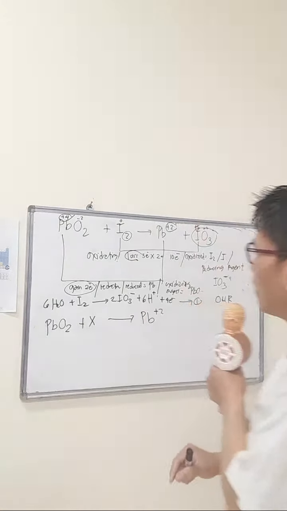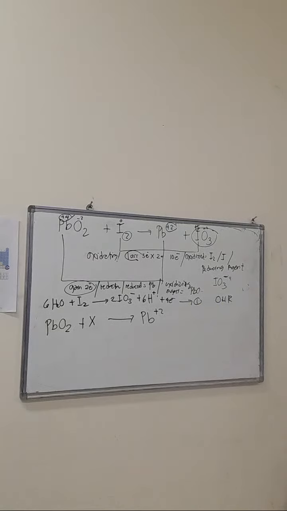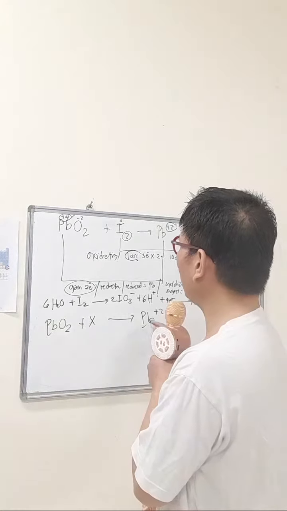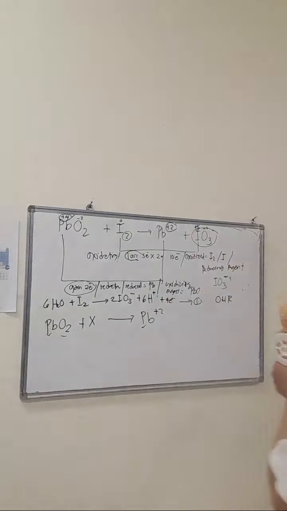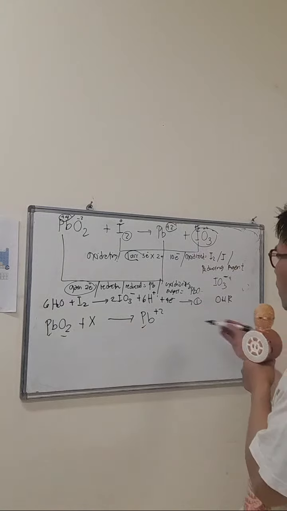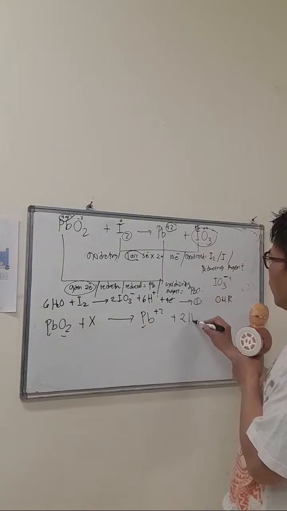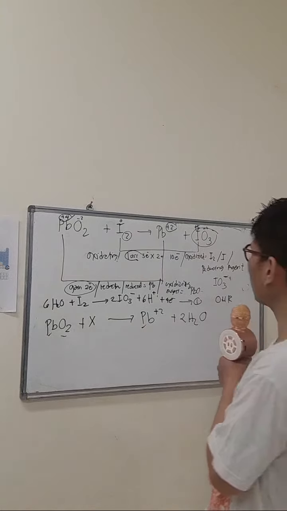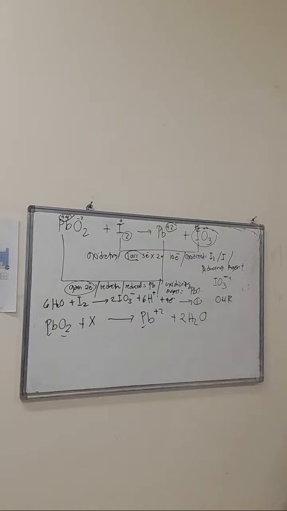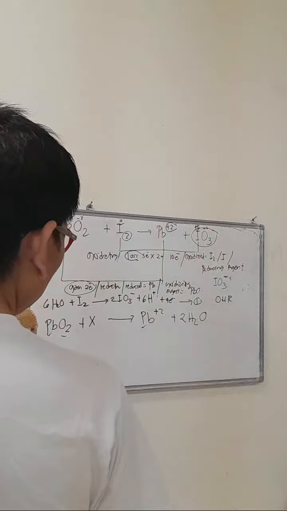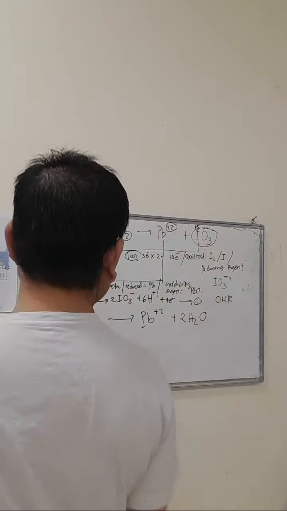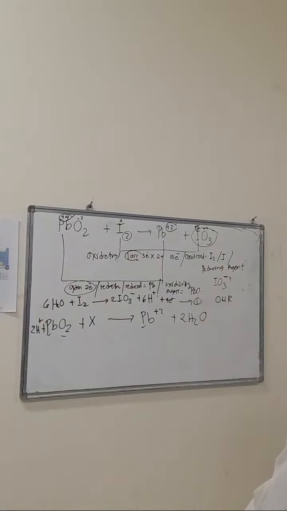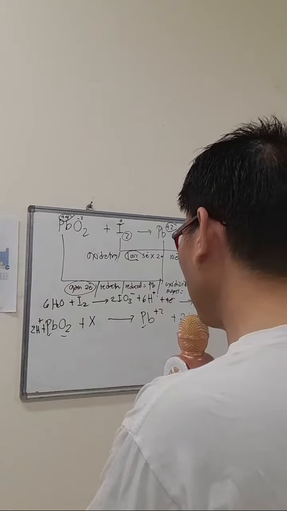Then the first rule is to balance the number of atoms. Lead: 1 mole of lead, perfect. Now we have oxygen in the reactant. We don't have oxygen in the product, so we need to add water as the rule. So plus 2 moles of water, and then you also have 4H plus. If you add 2 moles of water, you also add the H. Like that. Now is it balanced or not?